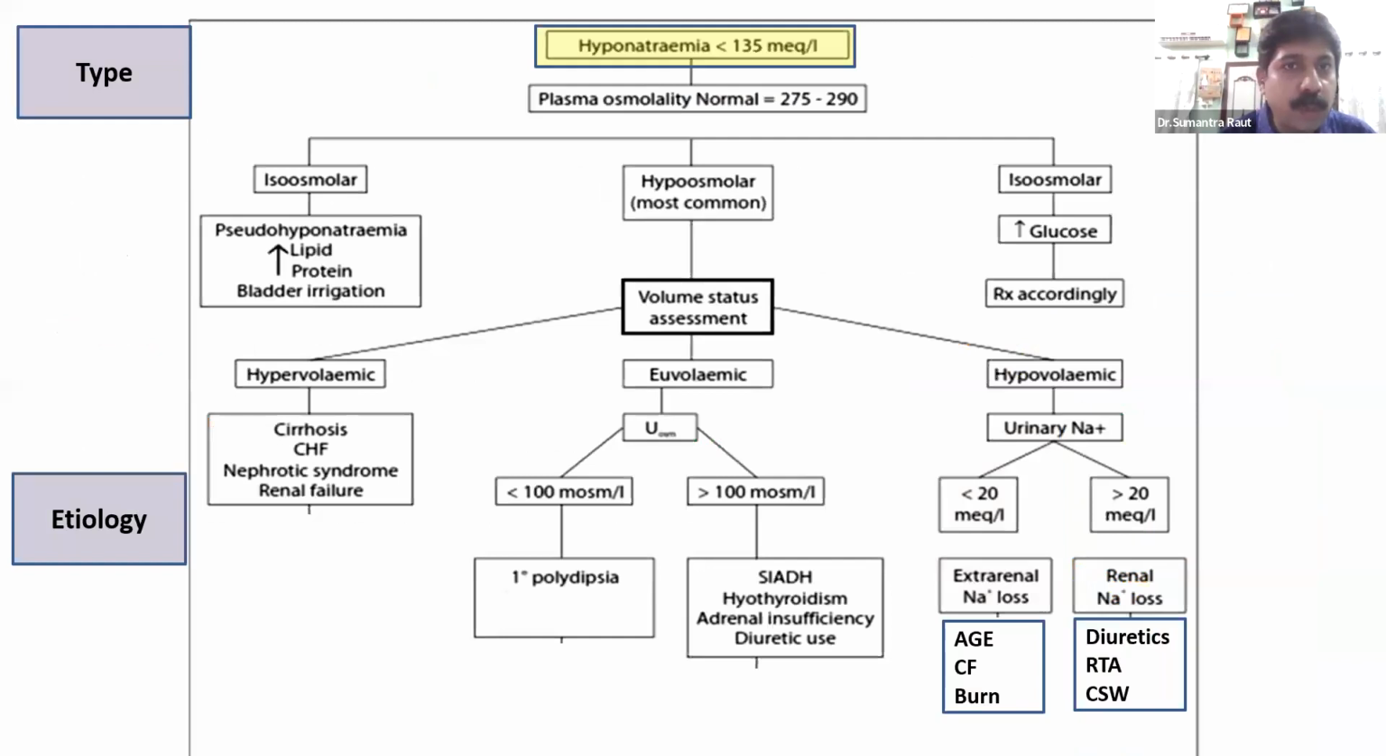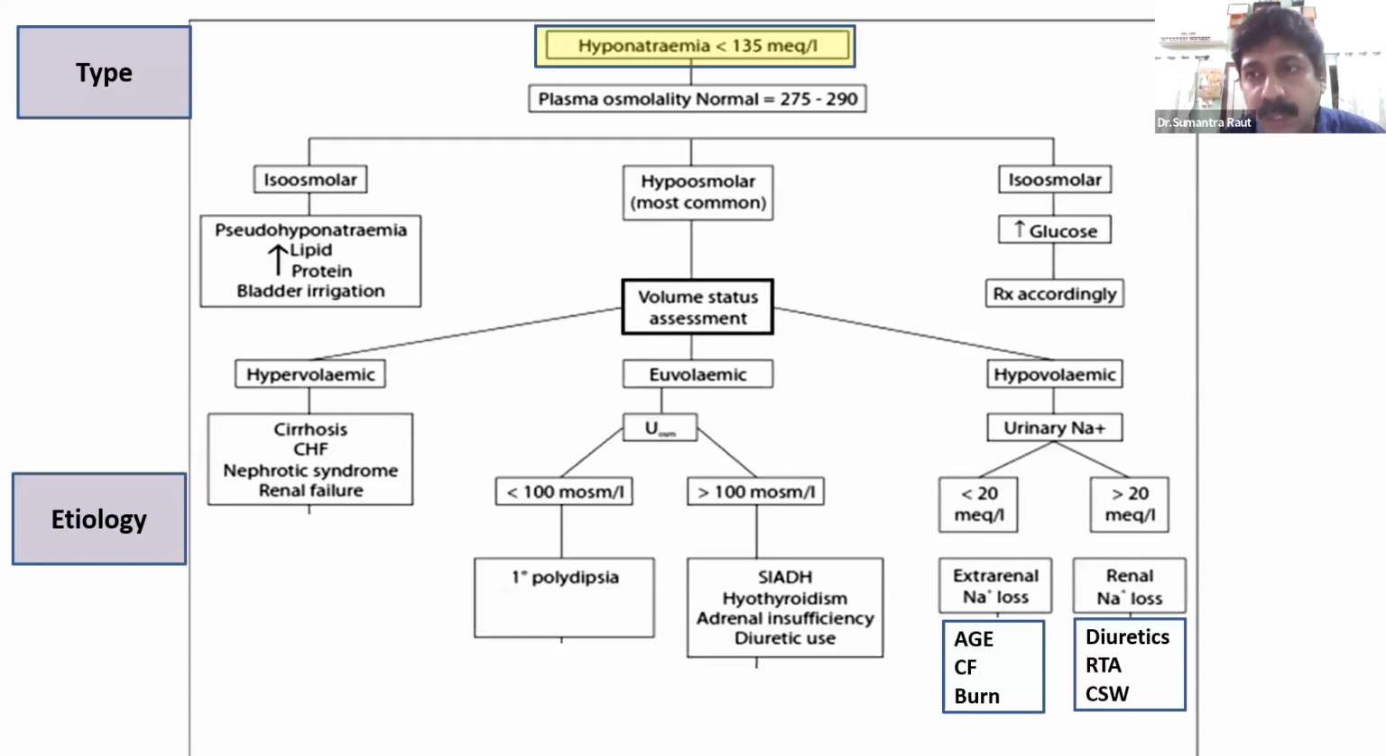So coming to the types of hyponatremia now. Whenever we get a patient with a sodium level less than 135, that is called hyponatremia. We have to decide if it is mild, moderate, or severe. Second question, is it acute or chronic, less than 48 hours or more than 48 hours. Then what is the type of this hyponatremia? As we already told, it can be an isoosmolar one or a hypoosmolar one.